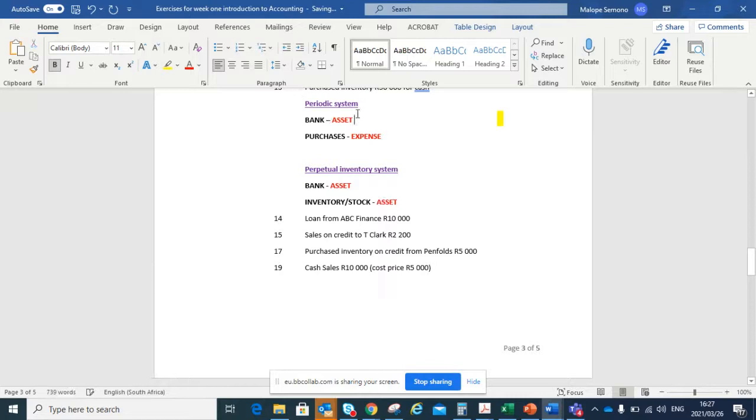So tell me, whether increasing or decreasing. I know it's boring now, but guys, it will help you. I'm telling you. Tell me which one is increasing and which one is decreasing. This one is increasing under this side, this one is decreasing under this side. So let's start with the periodic one. Bank, is bank increasing or decreasing?